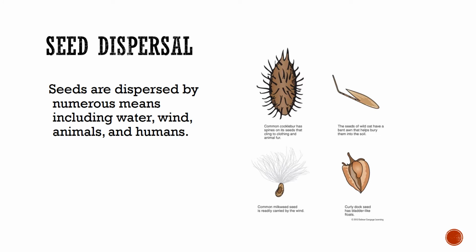So these are four different types of seed dispersal that are very commonly seen. We have a cocklebur, which I'm sure you all have seen. Those are spread by you and me, by animal fur, clinging on to different things, whether that's humans, animals, what have you. That's just one type of seed dispersal that doesn't feel very good. Then we have a wild oat. Those can be driven many different ways: wind, water, animals. Milkweed seeds are carried by the wind. And then we have the curly dock seed that can float, so it's carried by the water.